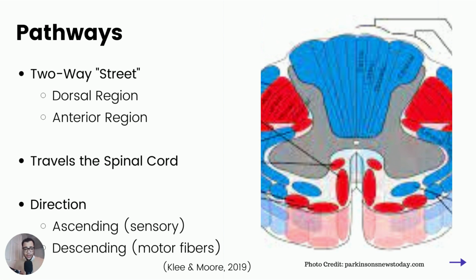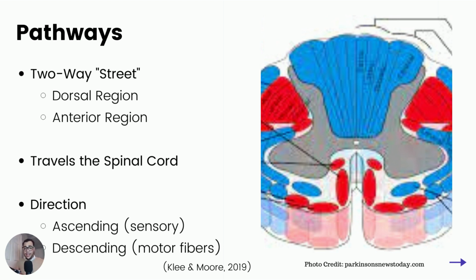Two-way street. There's the dorsal region, which is in the blue, and the descending regions, which is in the red. Just understand that we can look at the spinal cord as a road, and sensory information are the cars moving on this road. So when we say ascending, the dorsal region has more of the ascending direction, and this deals with sensory or touch. And then the descending is the anterior regions, which is the red areas, and that's descending.